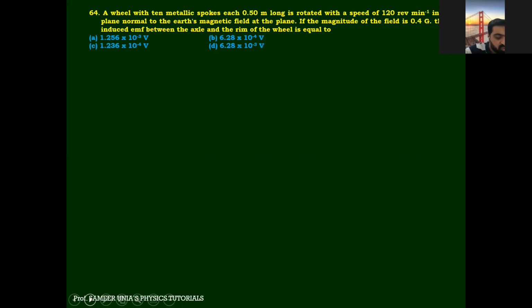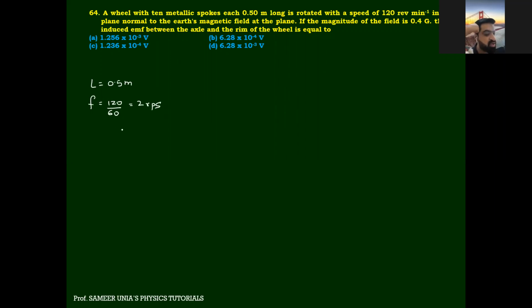Question number 64. A metal wheel has 10 metallic spokes, each 0.5 meter long, rotated with a speed of 120 revolutions per minute. So how much is the length of the spoke? 0.5 meter. The speed is the frequency, 120 revolutions per minute, which means 2 RPS.